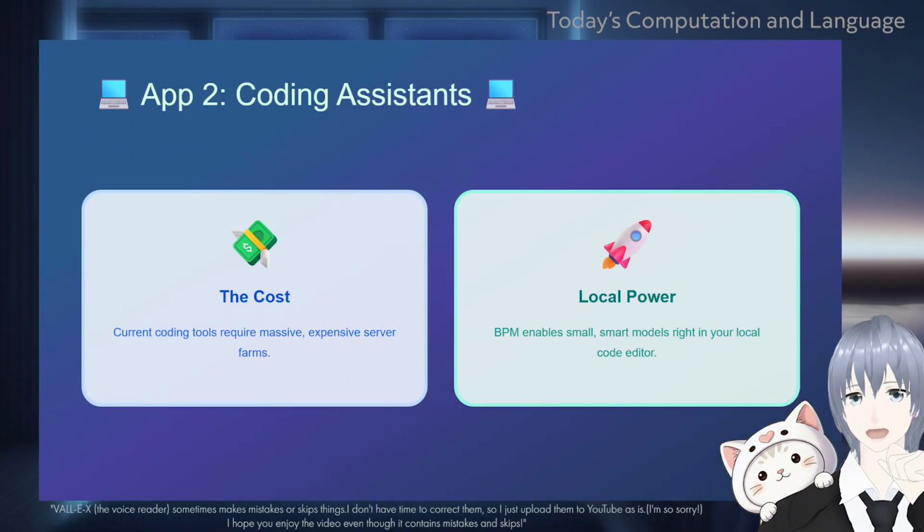Second, think about coding assistants like GitHub Copilot. These tools are fantastic for developers, but they can be slow and incredibly expensive for companies to host on massive server farms. By using BPM, a company could train a much smaller coding model that still retains the complex reasoning capabilities of a giant teacher model. This smaller model could be integrated directly into your local code editor, providing instant suggestions and debugging help, even on older or less powerful laptops. It makes high-level programming assistance accessible to everyone, not just those with access to massive cloud servers, which could drastically speed up software development worldwide.